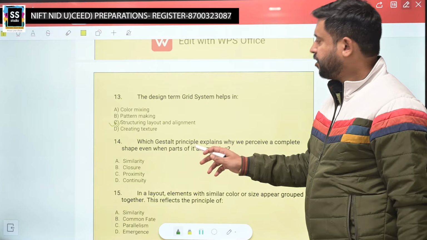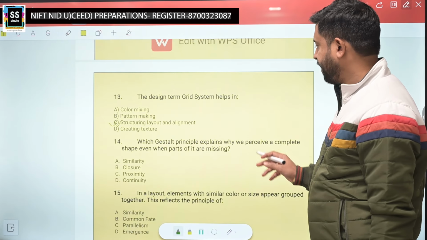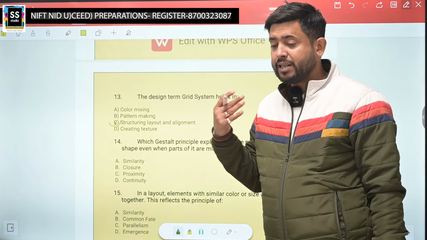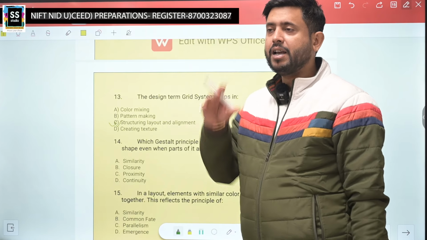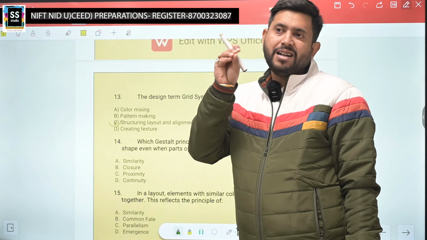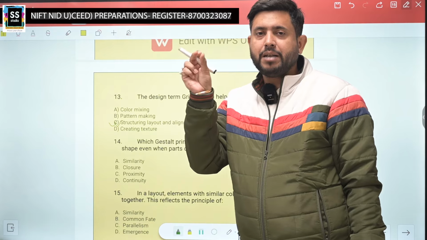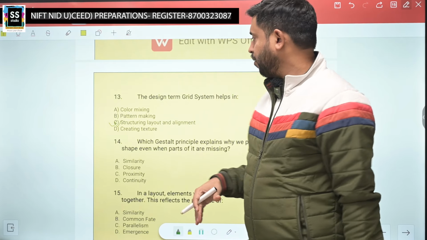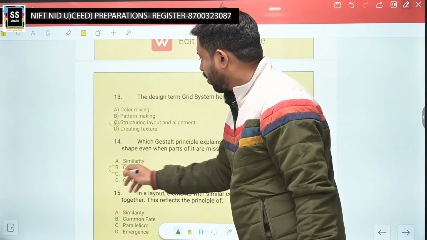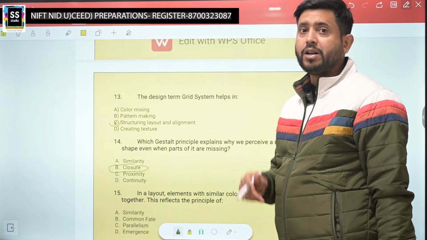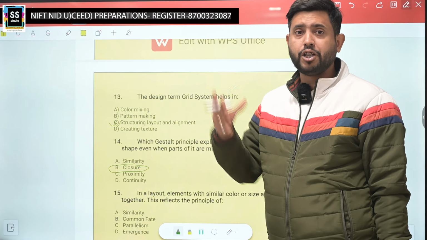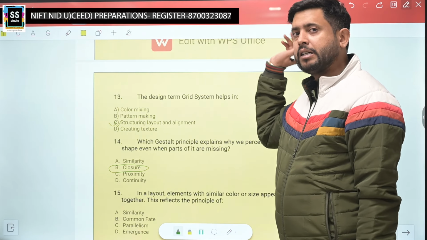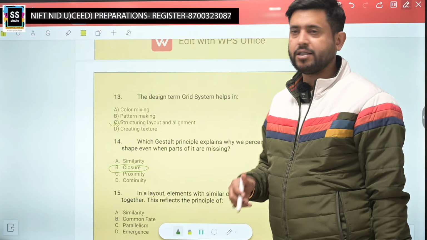So the correct answer would be structuring layout and alignment. Moving forward, which Gestalt principle explains why we perceive a complete shape even when parts of it are missing? Somehow you must have seen multiple examples where some of the letters or a particular shape is missing, but your mind is able to fill that gap by itself, right? So that is known as closure. That is one of the principles of Gestalt. If you don't know what Gestalt is all about, what are the theories, I'll share the link of the session taken by Sanyukta ma'am in the I button. You can simply click there and study about Gestalt.